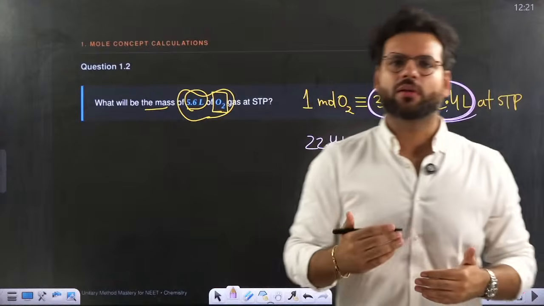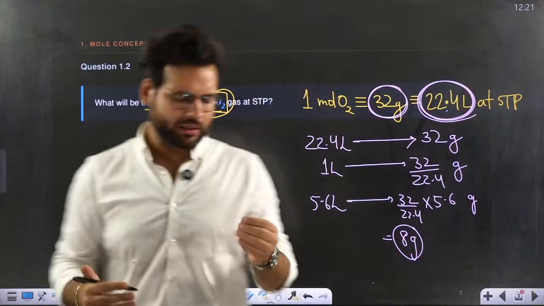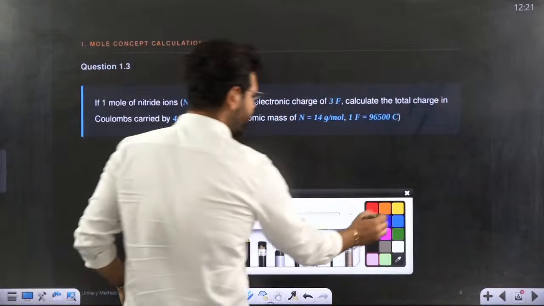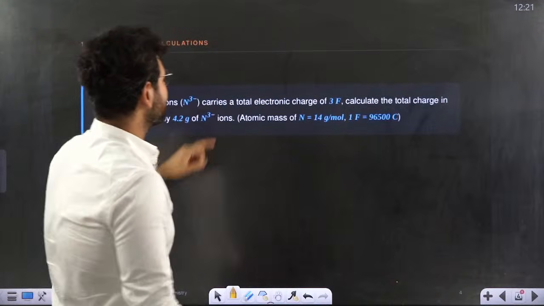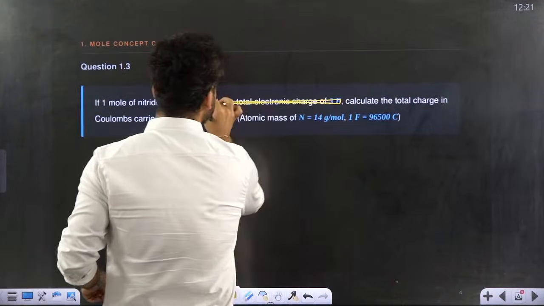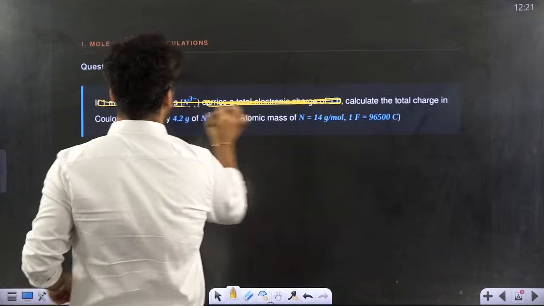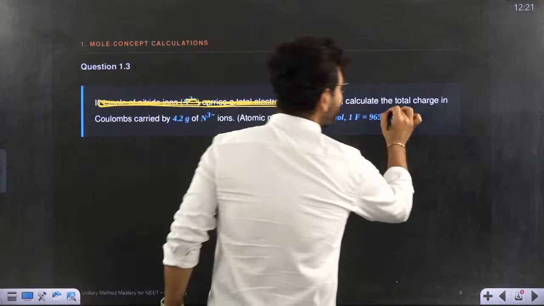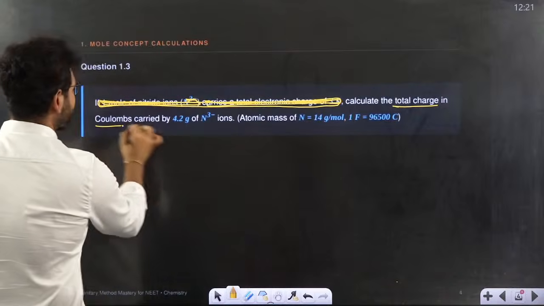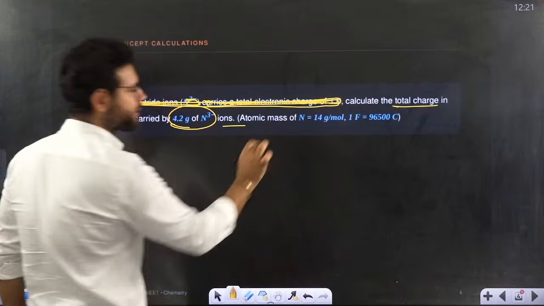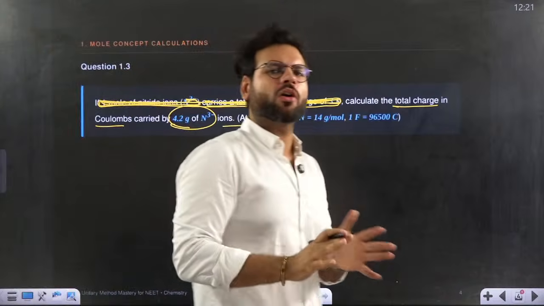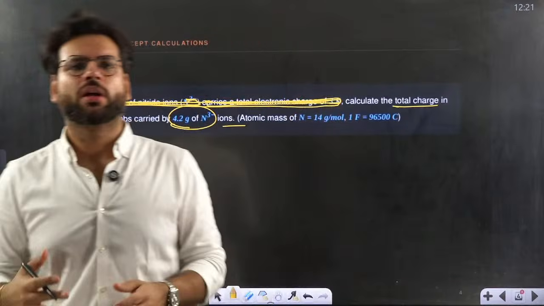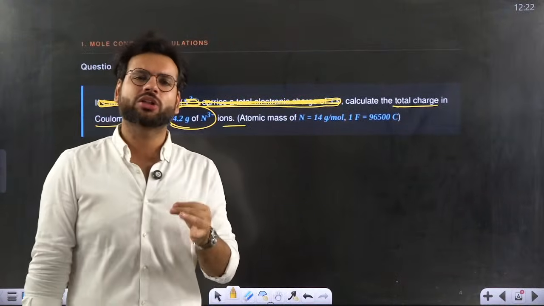Now let's increase the level a bit. Let's go to a little tougher type of questions. Right. Question is, 1 mole of nitride carries a total electronic charge of 3 Faraday. They will not tell you this. Okay, they will not tell you this. This first line I am removing. We'll solve the question without the first line. Calculate total charge in coulombs carried by 4.2 grams of nitride ions. Now let's not talk about only volume, weight, moles, where you can use formulas also. Let's talk a little depth about the charges.